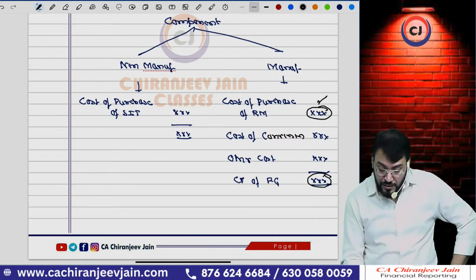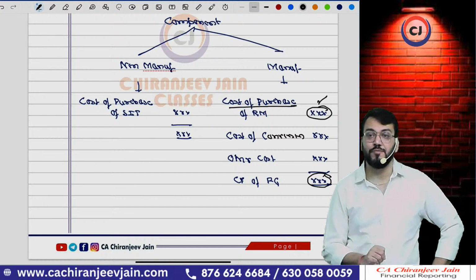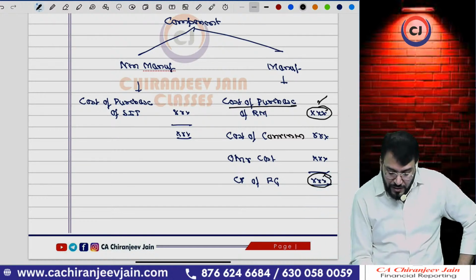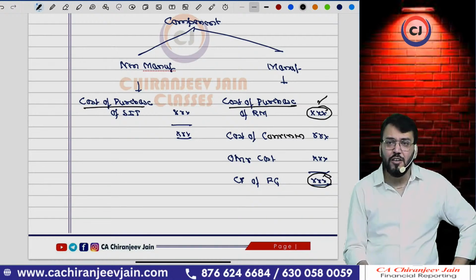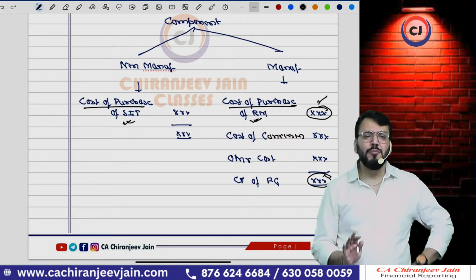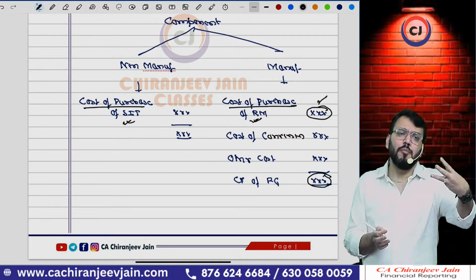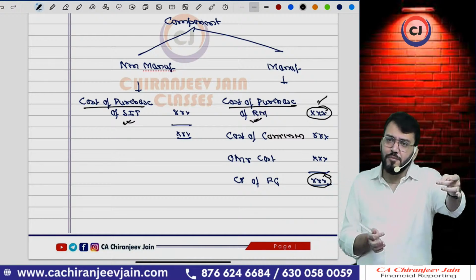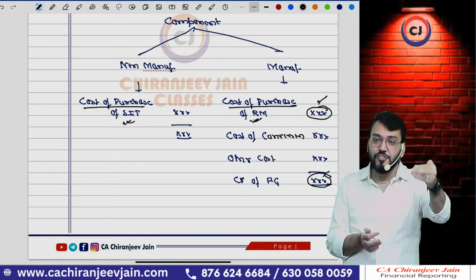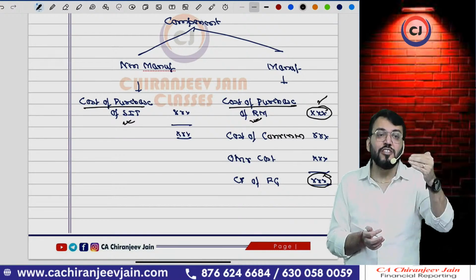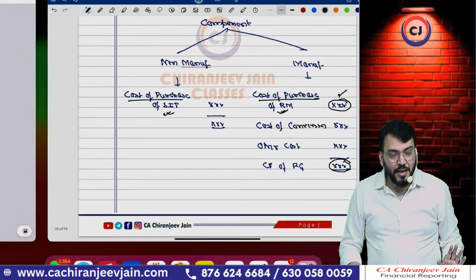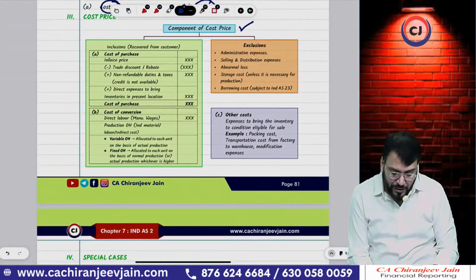Now we need to understand what is included in cost of purchase. This cost of purchase and this cost of purchase will be the same, but this is for stock in trade and this is for raw material. Means in total we can say there are three components: cost of purchase, cost of conversion, other cost. Now we need to understand what is included in each. Chalega? So let us understand what is included in cost of purchase.